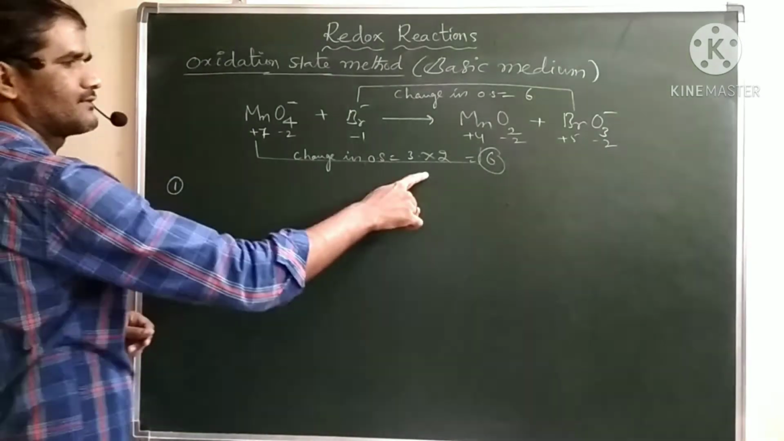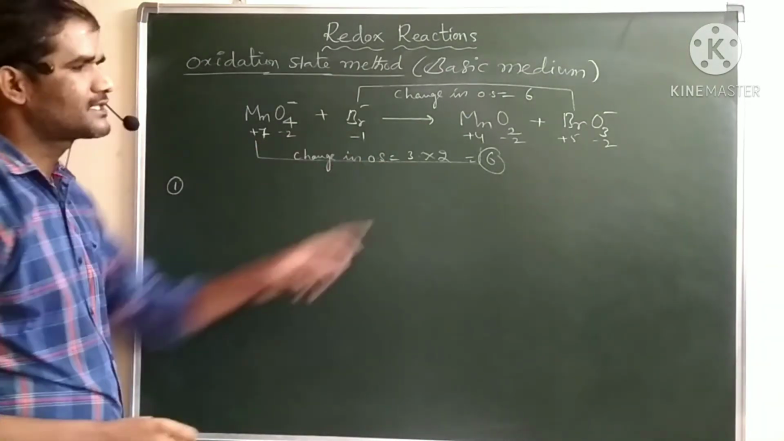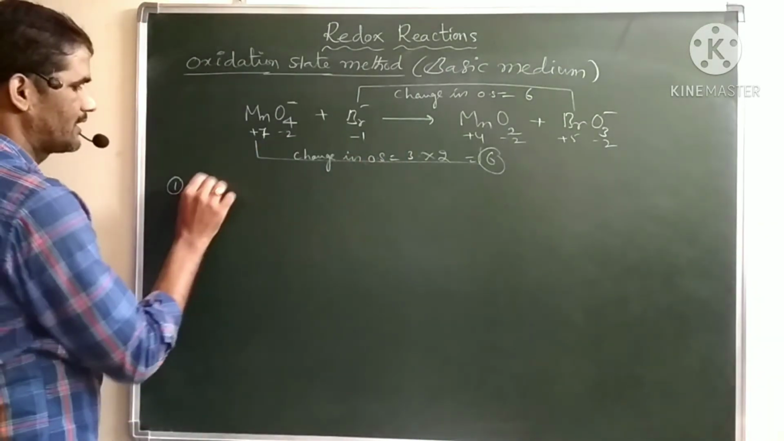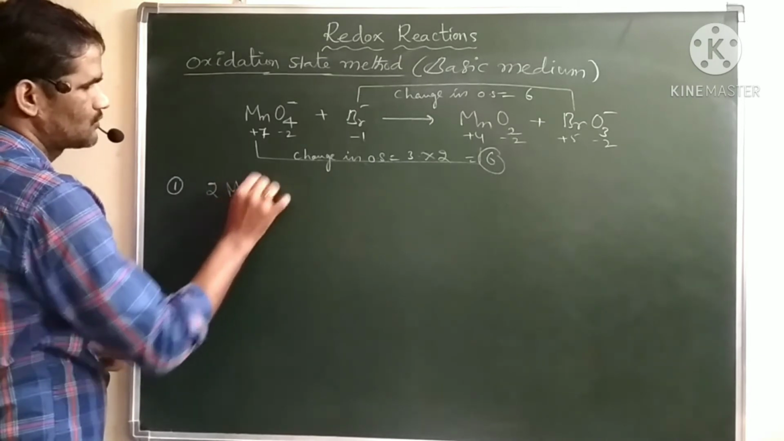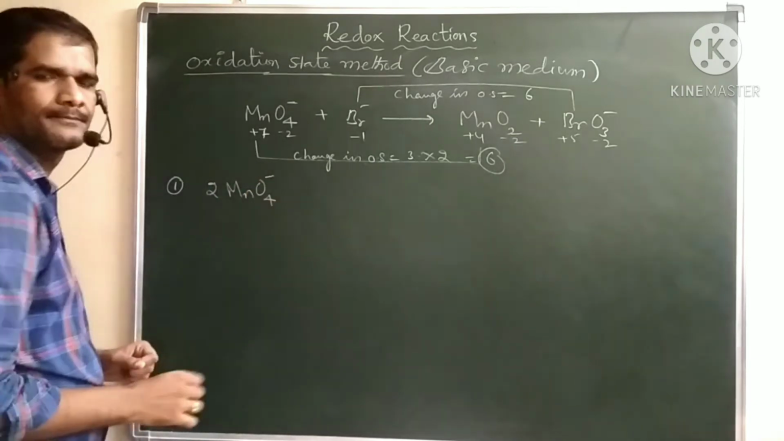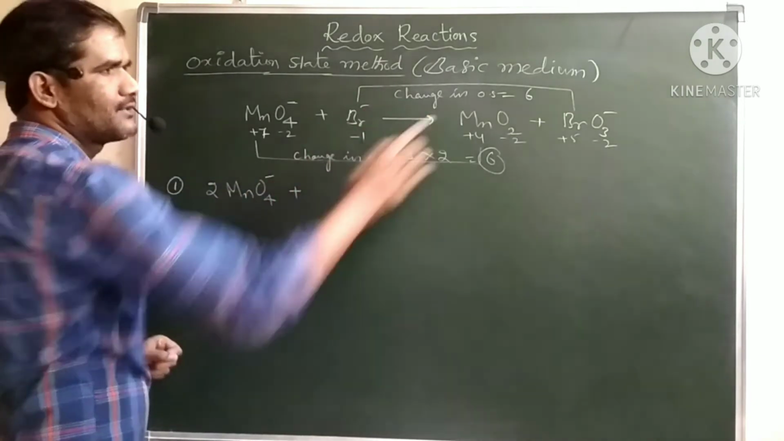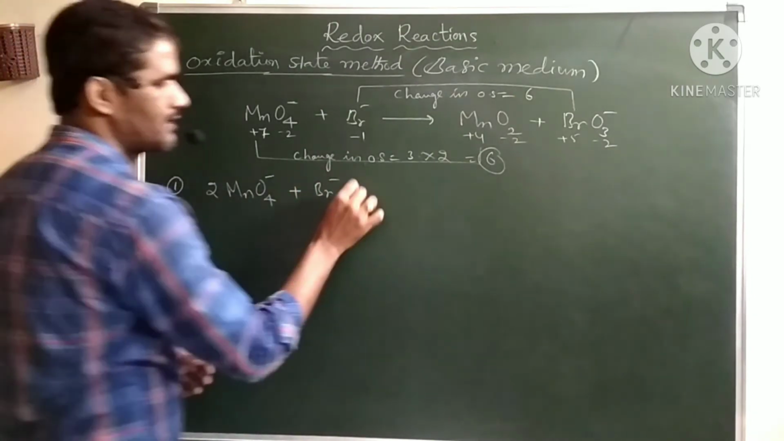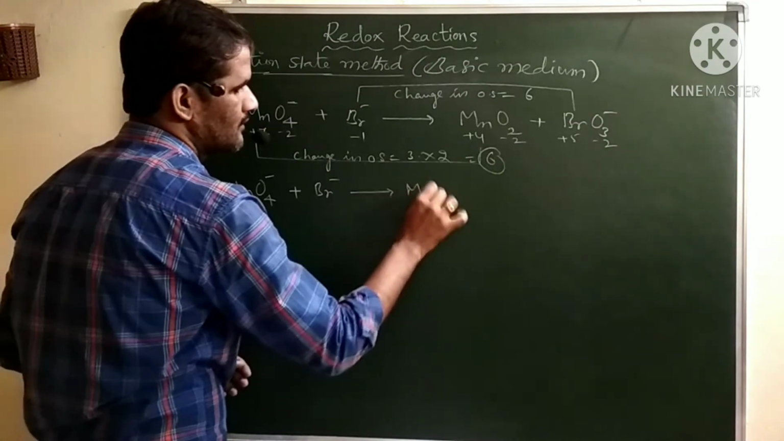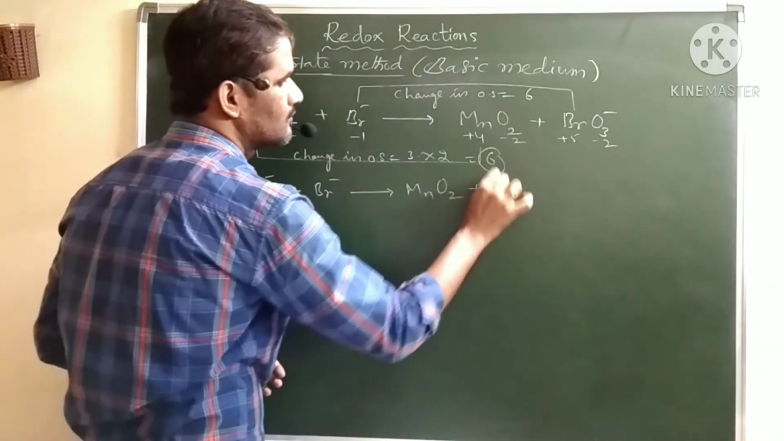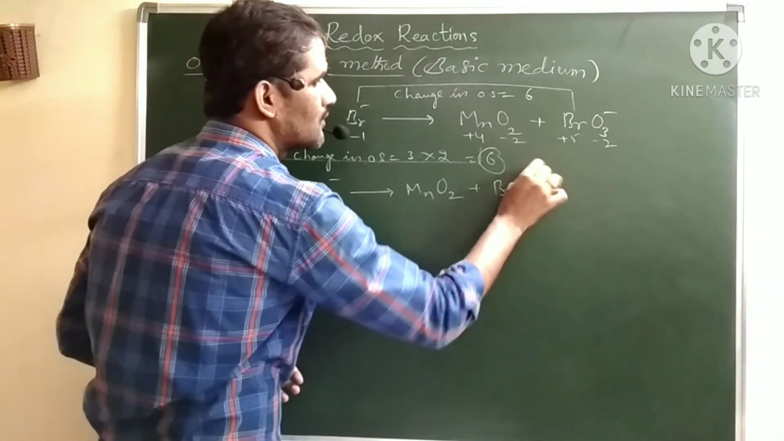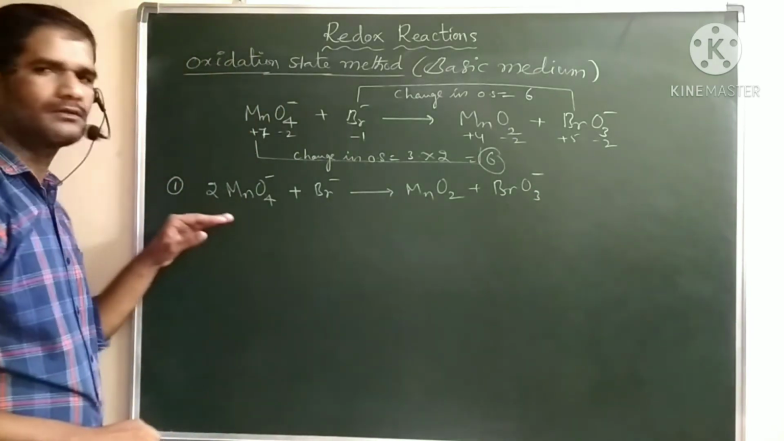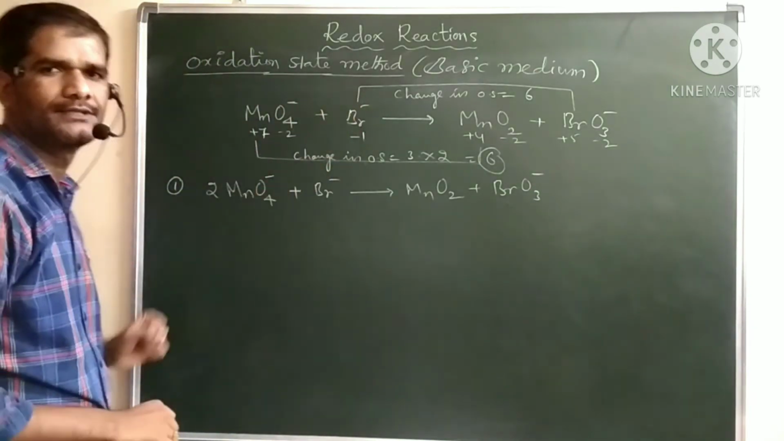So now this means this reducing species we have to multiply with 2. So I will take this one in the first step. 2MnO4 minus, for this oxidizing species no change. Br minus is giving MnO2 plus BrO3 minus. First step is over. Now change in oxidation state is balanced.